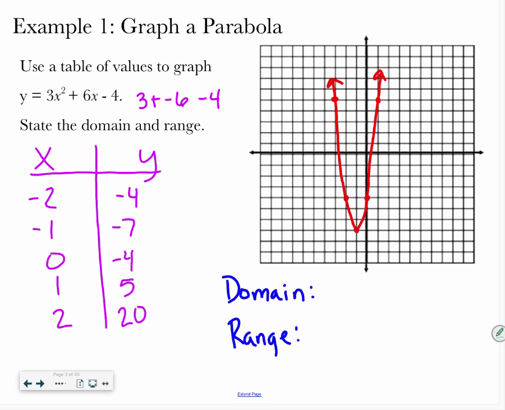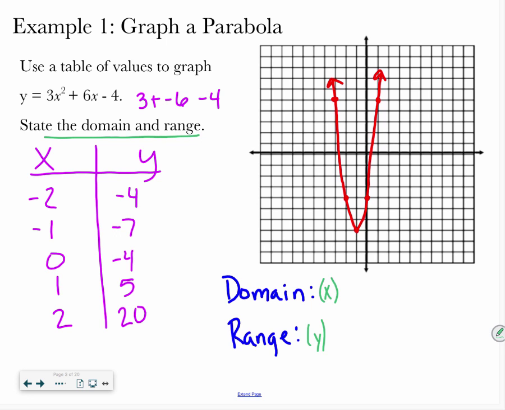So I've graphed it. Now I want to finish it off by stating the domain and the range. Remember, domain has to do with the variable x, range has to do with the variable y. So if I were to keep going, I could plug any number in for x and get a number out for y, right?